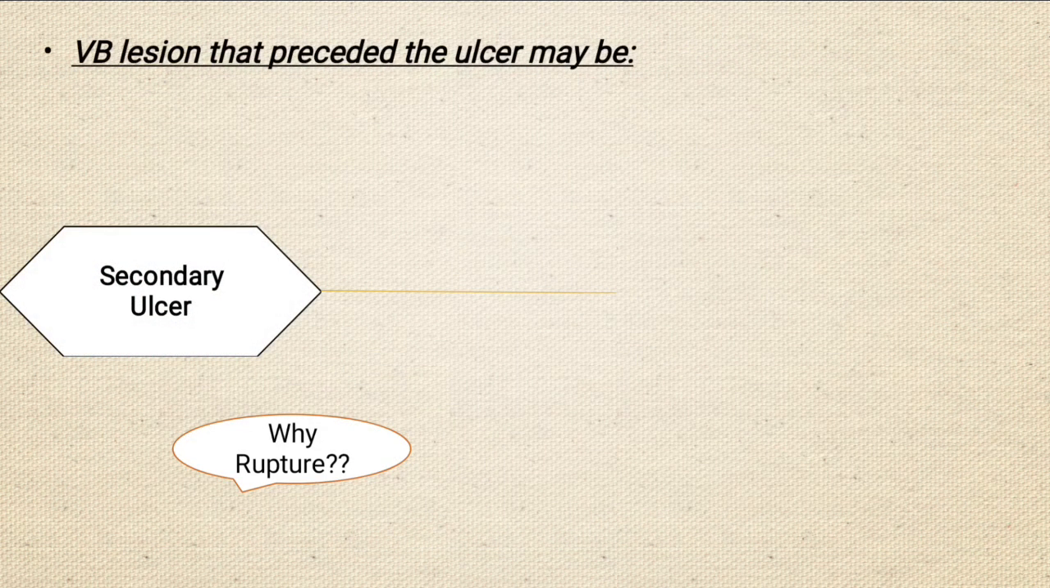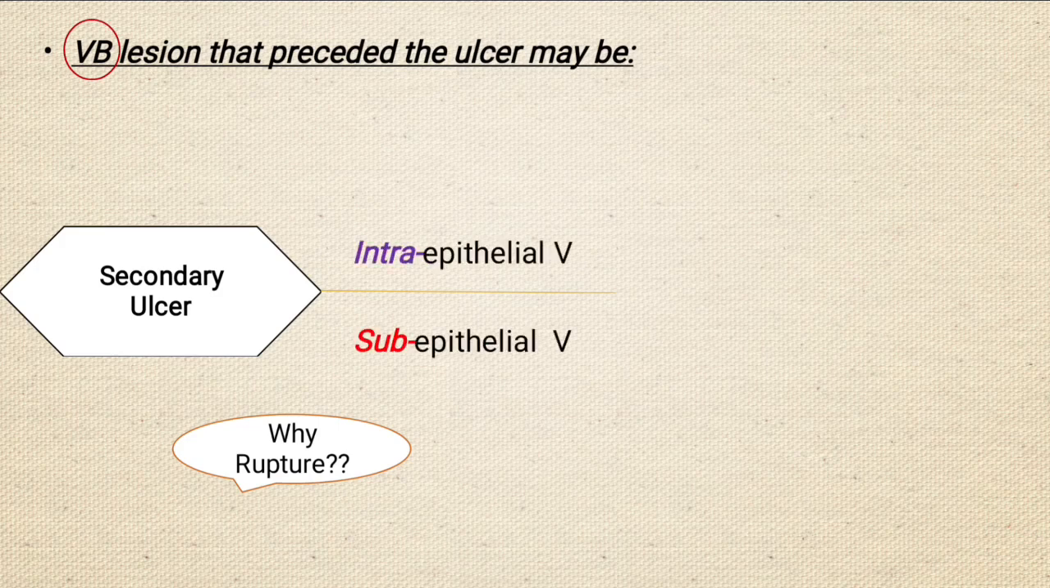Okay, secondary ulcers. Okay, regarding secondary ulcers, we can go deeper in this topic. The vesicular bullous lesion that preceded the ulcer may be the vesicle or bulla. The vesicle or bulla came from where? Either from an intraepithelial vesicle or a subepithelial vesicle. So the destruction within the epithelium could occur within the layers or behind the epithelium, subepithelially.